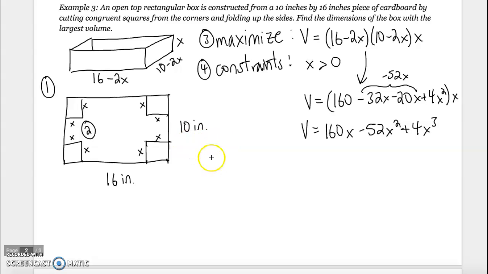Now I can start applying my first derivative test. I'm going to take the derivative of volume, and I'll get 160 minus, what would that be?